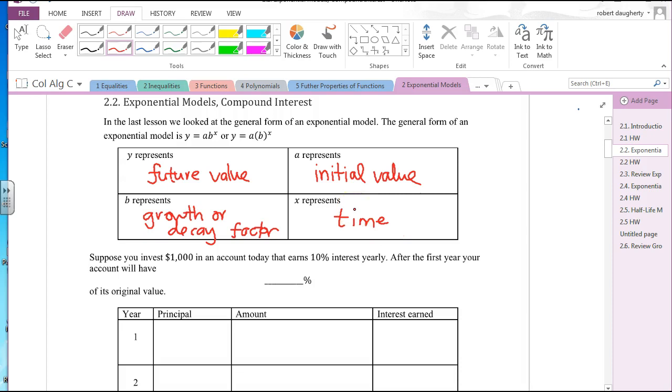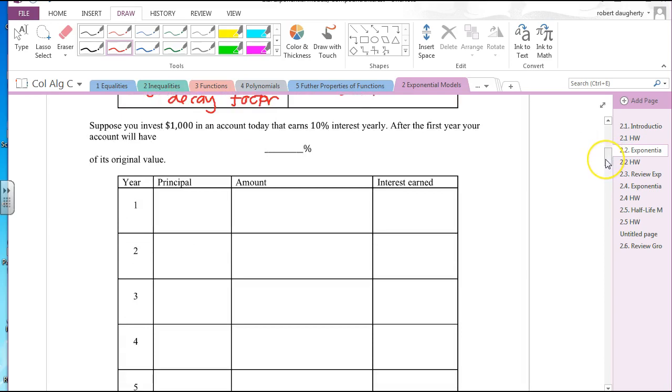Now today we're going to specifically talk about exponential models that deal with money being invested. So compound interest. I'm going to just do this right quick just so you can see where the formula comes from, but you won't be tested over this part. But just think about it.